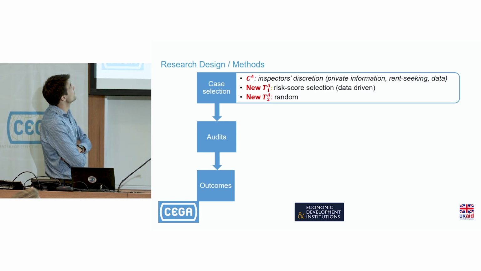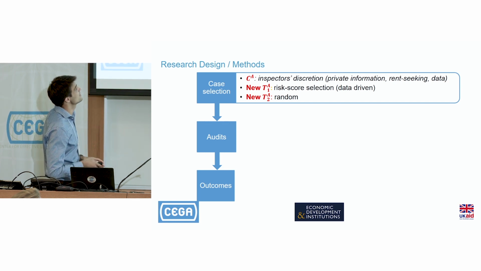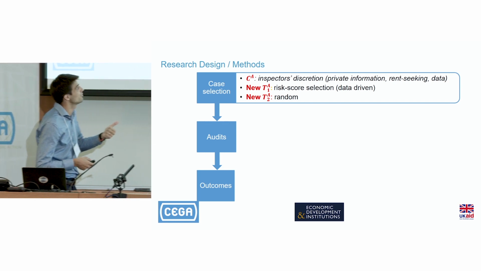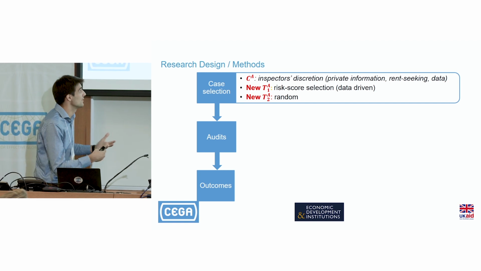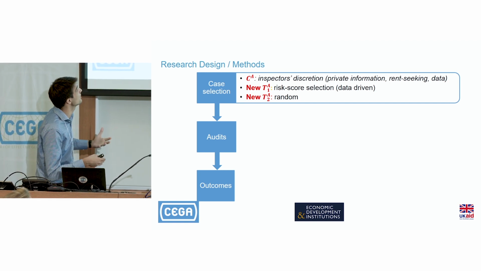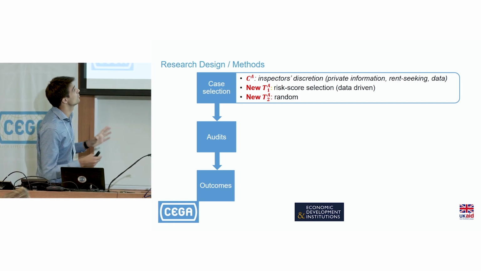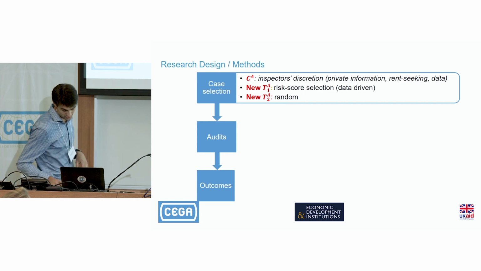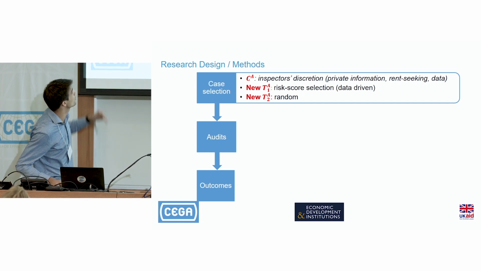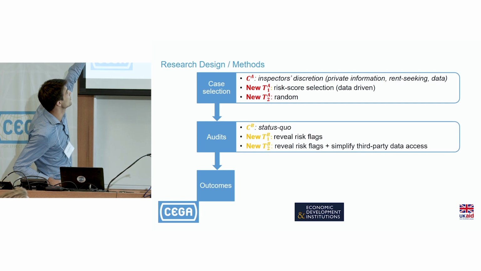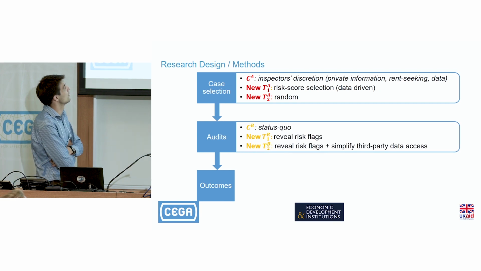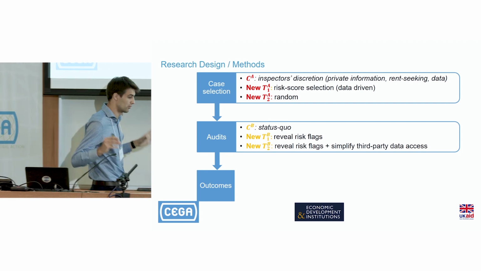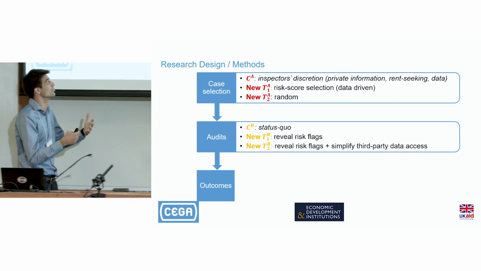So the first treatment is comparing the current discretionary selection, which is based on private information of auditors, some data they have access to, and potentially rent seeking, to a risk-based selection that is fully data driven, and to random selection. In the second stage, we cross-randomize each of the selection methods with three possible treatments, or a control and two treatments. The current status quo, where inspectors do what they used to do.